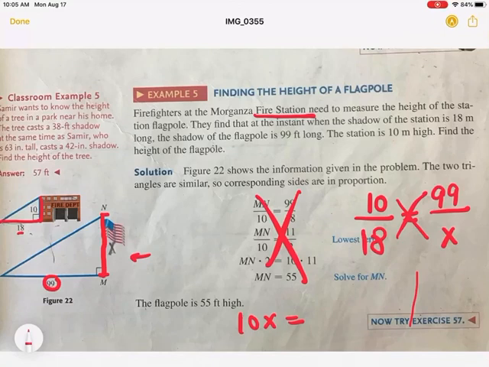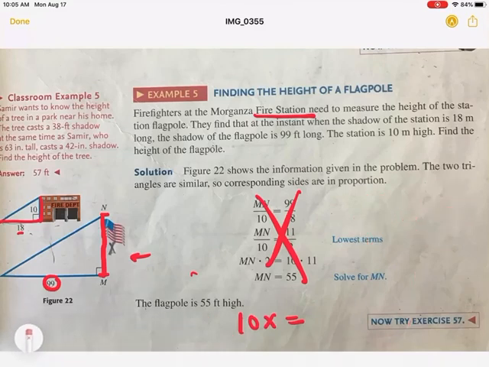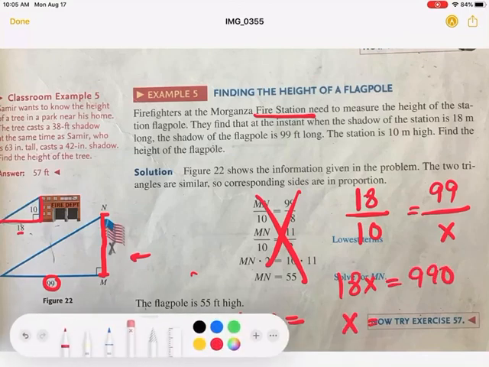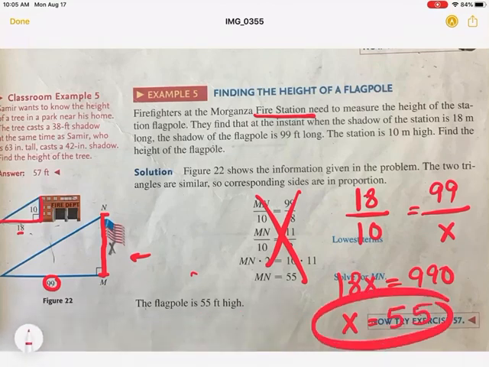I set it up the other way around on the other side. My mistake. I have to erase this now. I'll go back. So I would do 18 over 10 equals 99 over x. So cross product, 18x is equal to 990, and at the end, x would be equal to 55. So that's how we solve for these missing side lengths.